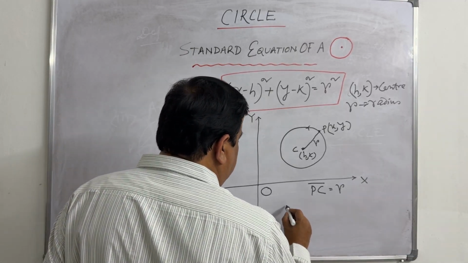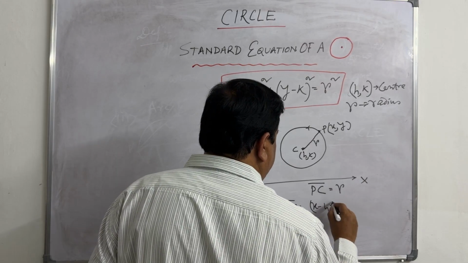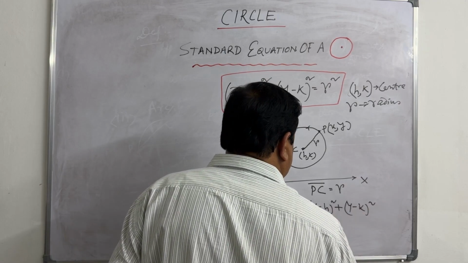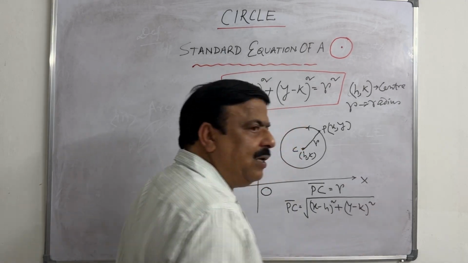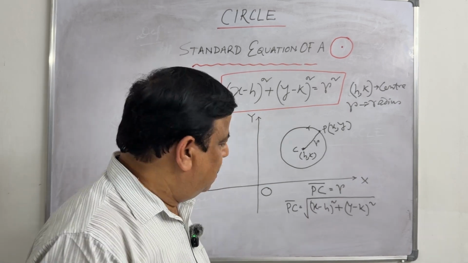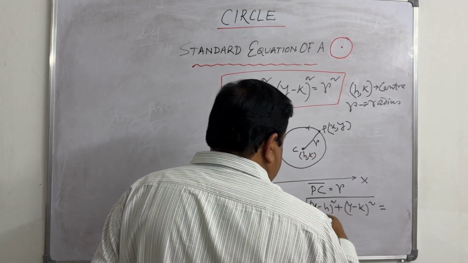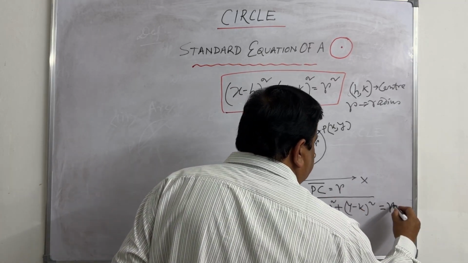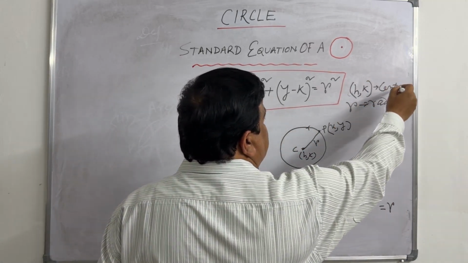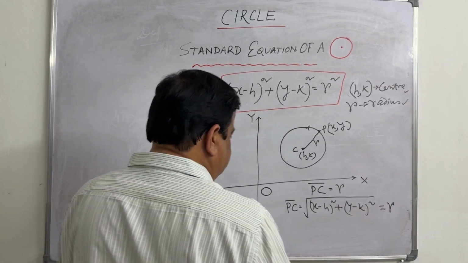So what is PC? That is the square root of (x minus h) whole square plus (y minus k) whole square. You have already learned the distance formula in my previous lecture in coordinate geometry, and what is given is that this distance is equal to the radius of the circle, that is r. So here two things are given. One is the center and the other is the radius. Okay, and this is the equation.